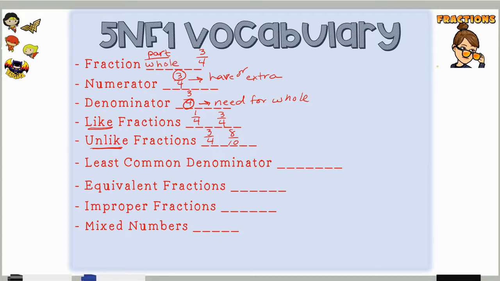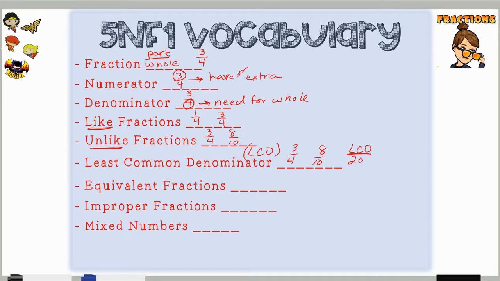The least common denominator, you will also see this listed as LCD, is the smallest multiple that both denominators have in common. In this case, my denominators are 4 and 10. So I want to find the least common multiple between the two of them, which would be 20. So your LCD, that least common denominator that you can make, would be 20.